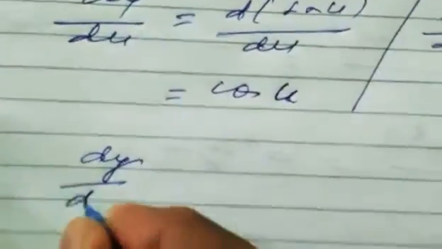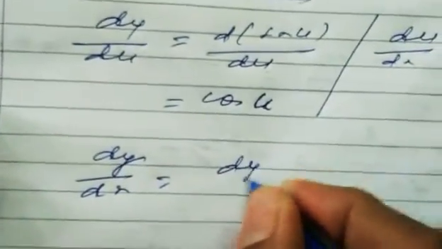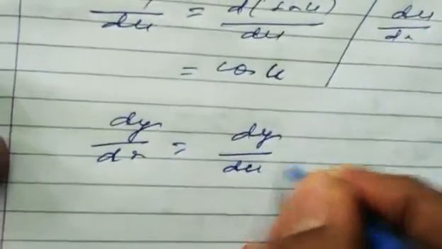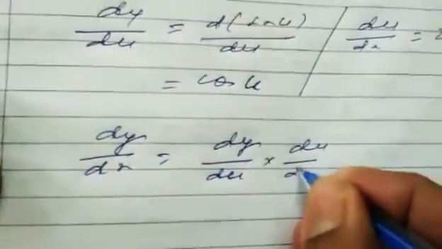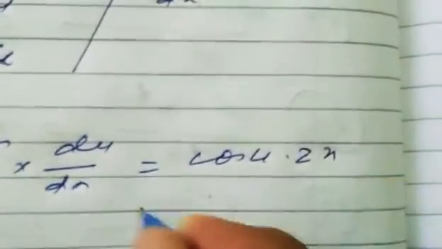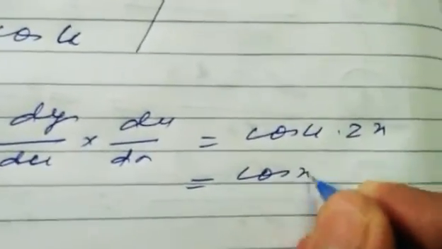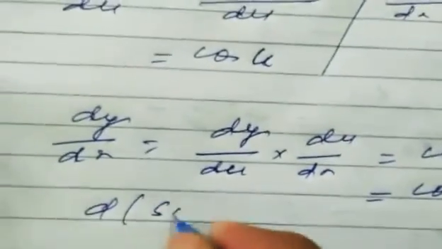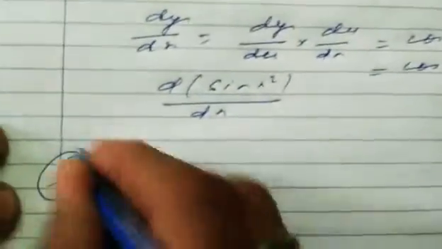We can write dy by dx as dy by du into du by dx, and that will give you cos u into 2x, and we'll put the value of u, so this is cos x square into 2x. So basically the differentiation of sin x square will be like that. But this process is the substitution method. There is another method, second. This is the first one.